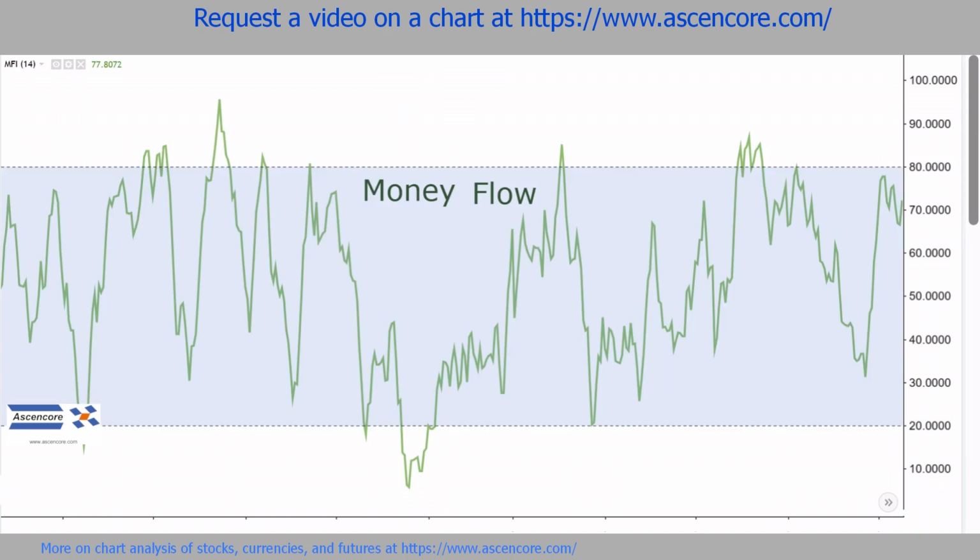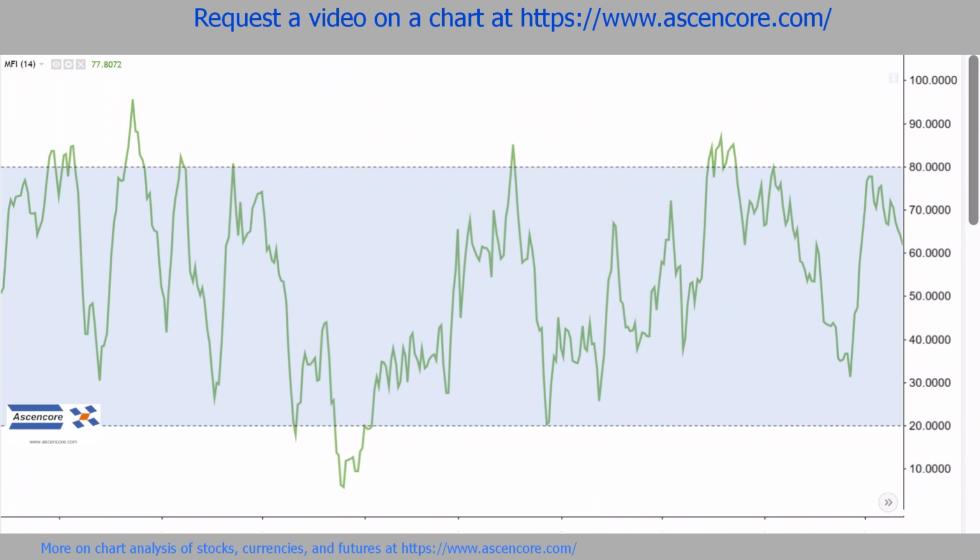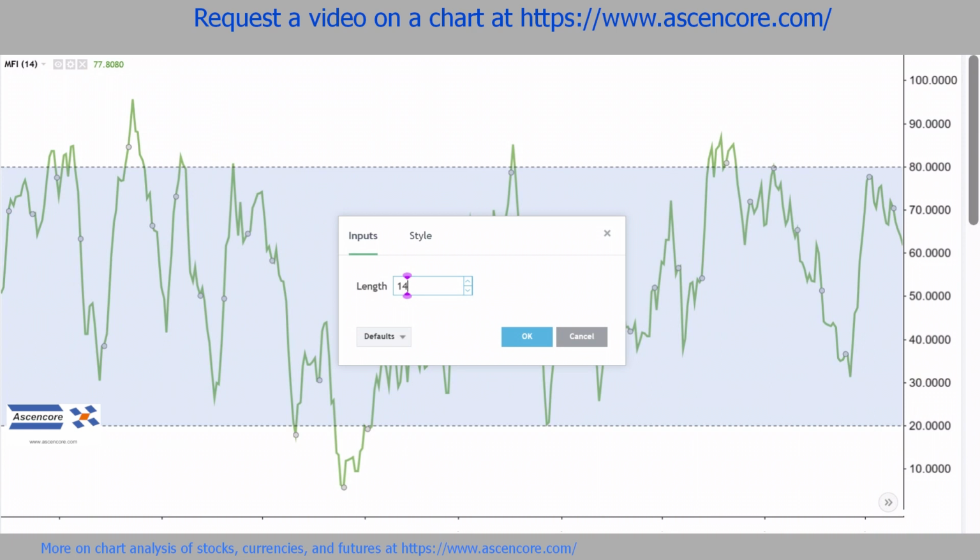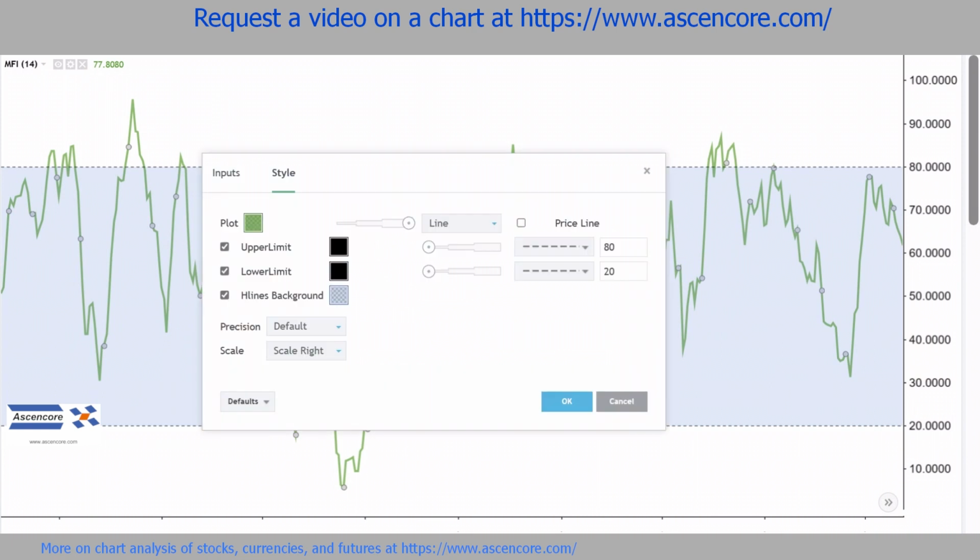The money flow indicator could be described as a momentum oscillator. It has similarities with the RSI indicator, but also takes into account volume. Usually it's set to a default length of 14, an upper limit of 80 and a lower limit of 20, represented by this blue region.